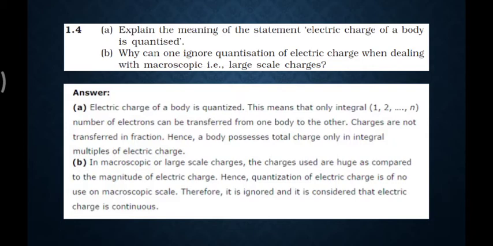Second task: why can one ignore the quantization of electric charge when dealing with the macroscopic? This I already explained during our discussions in the chapters. Macroscopic means you are outside, seeing the whole surface as a charge, so you are not bothered about how much charge. It means you have 1,000 rupees and you are just adding 1 rupee, so that will not affect much. That is called the macroscopic view. But if you go inside and count individual rupees, then even 1 rupee matters.